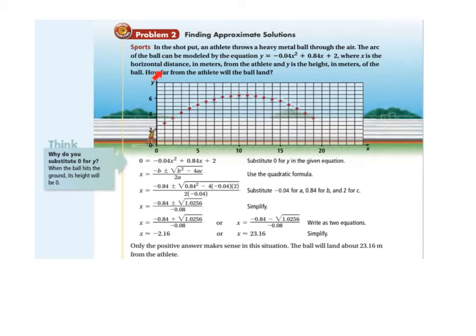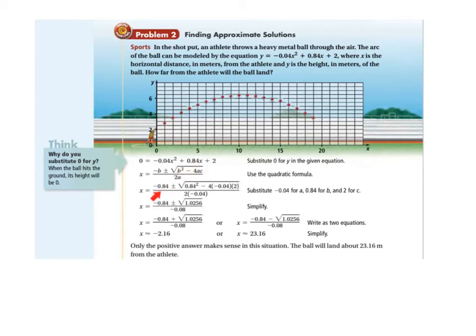Where x is the horizontal distance in meters from the athlete, and y is the height in meters of the ball. How far from the athlete will the ball land? So we're looking, where's this thing going to land? So our two zeros, right, here and here, that's what we're looking for. And so we just basically take this formula, make sure it's in standard form, which it is, and you plug in, right, your A, B, and C into this formula.